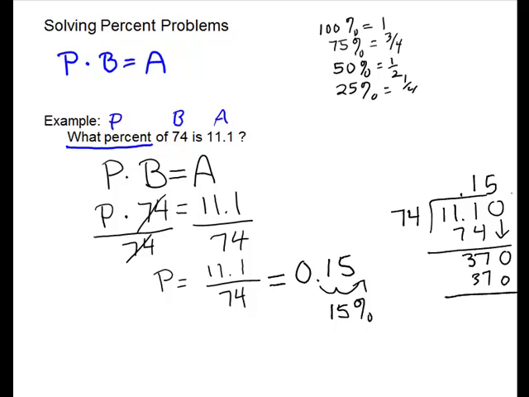You still have to change it to percent. So move your decimal 2 places to the right and add your percent symbol. Let's see if this is a reasonable answer. So 15%, so not even a fourth, 15% of 74 is 11.1. That's reasonable.